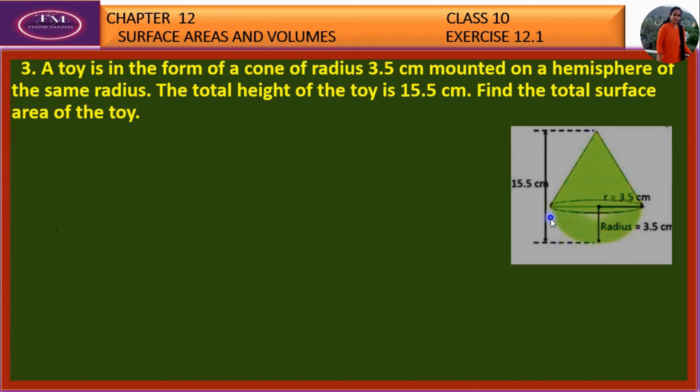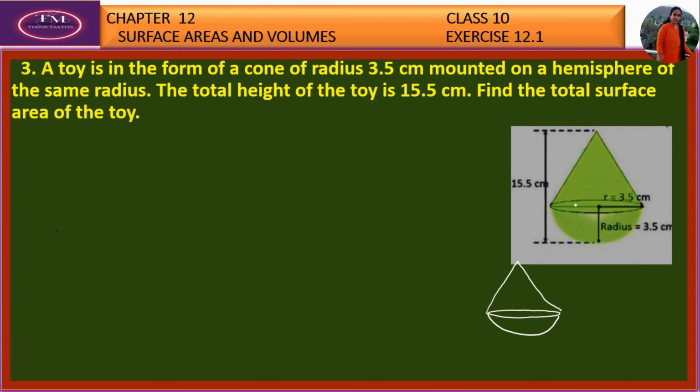So how is this toy formed? This toy is formed by a cone which is mounted on a hemisphere. So this is the shape of the hemisphere. On this shape, a cone is mounted. Okay, so a cone is mounted on a hemisphere. We have to find out the total surface area of the toy.